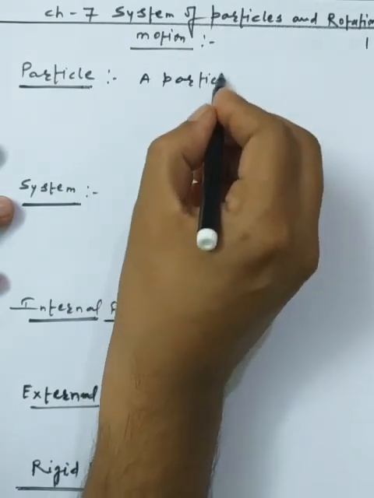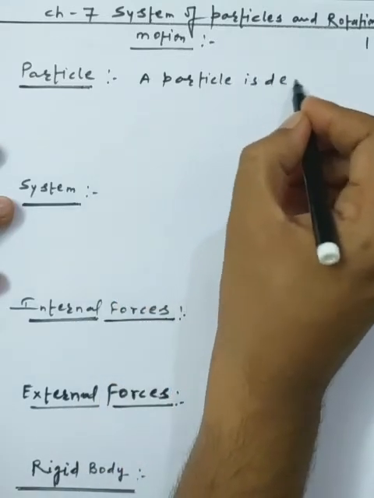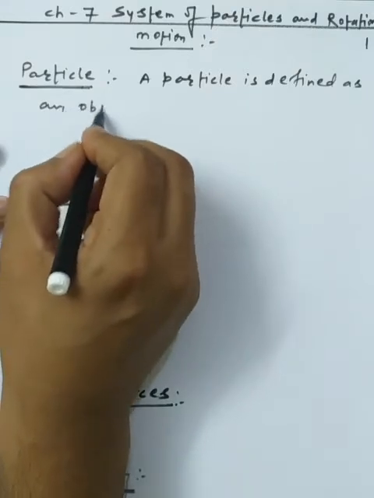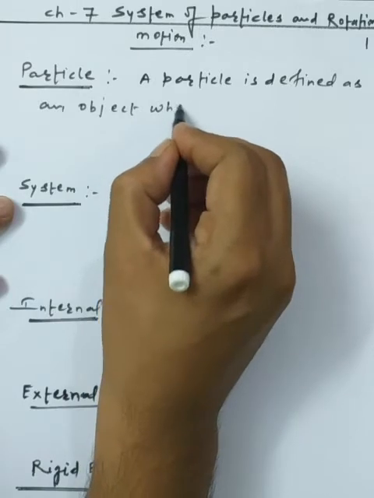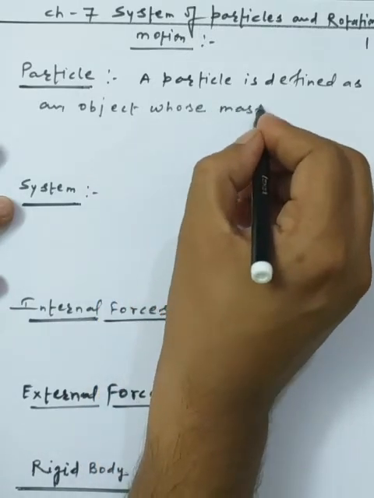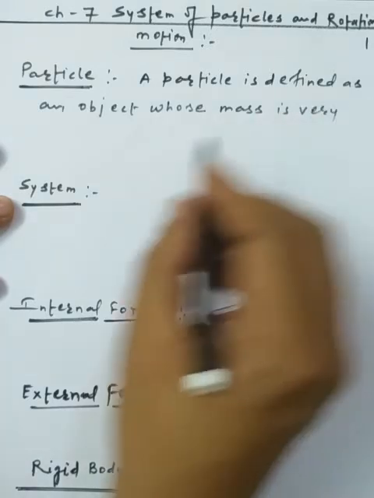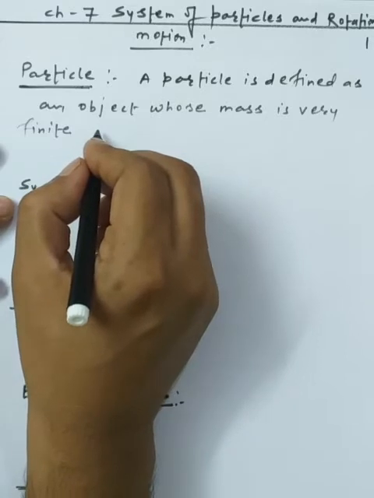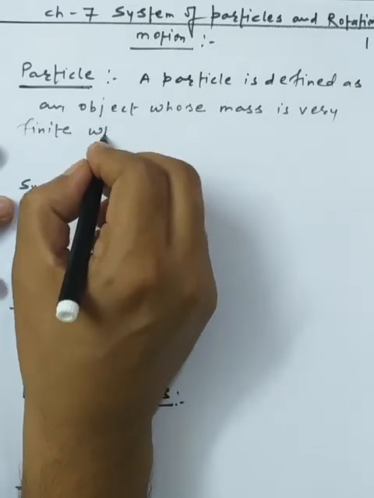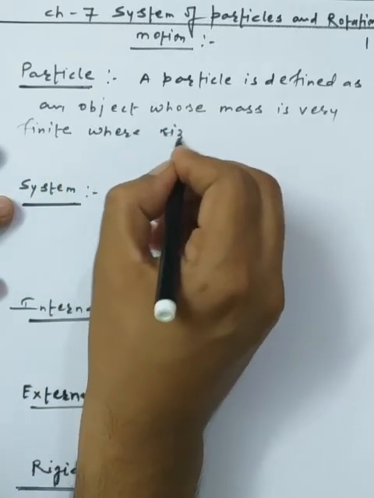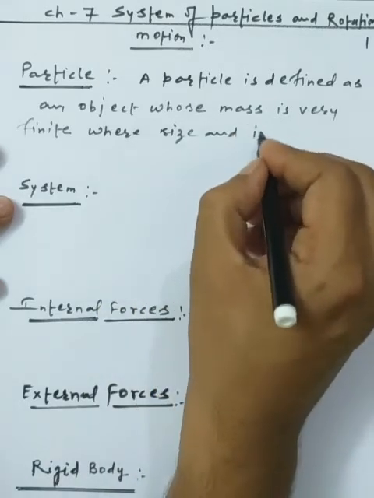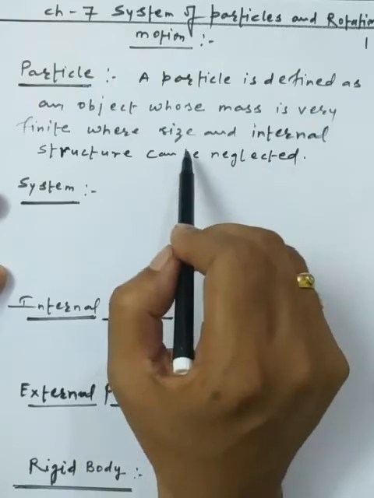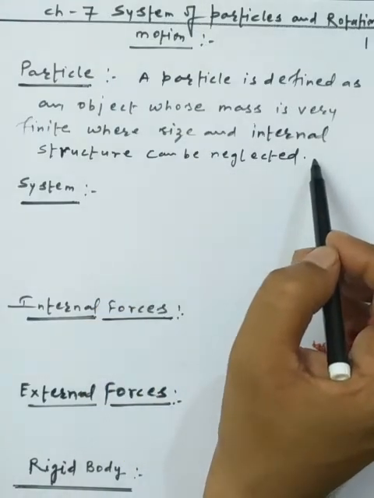A particle is defined as an object whose mass is very finite, where size and internal structure can be neglected. So this concept is called the particle.